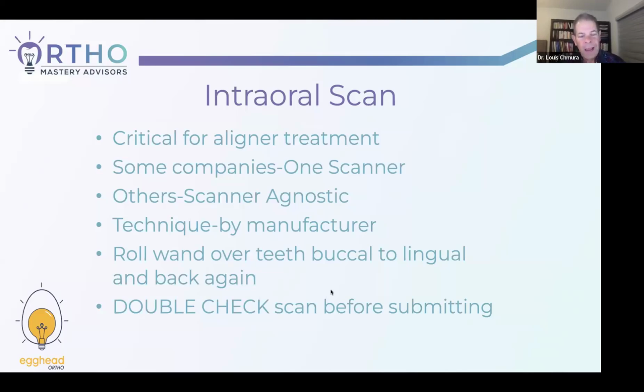So the actual technique, there are videos out and the manufacturer will teach you and so on and so forth, but that's the basics, okay? The second most important thing is double check the scan before you submit it. There are some of these that you're going to see, and you're going to think, how in the world was that missed? Someone either didn't know what they were looking for, or plain and simple just didn't look.